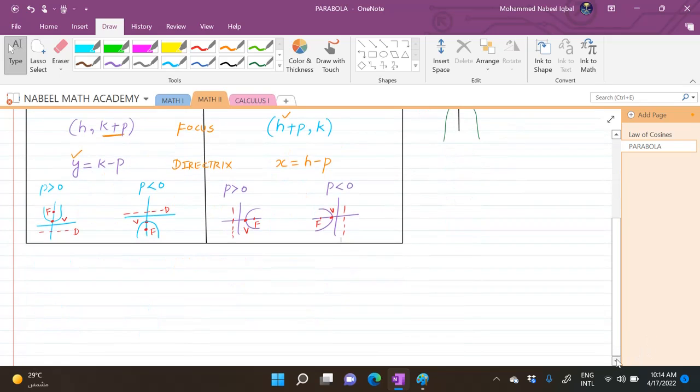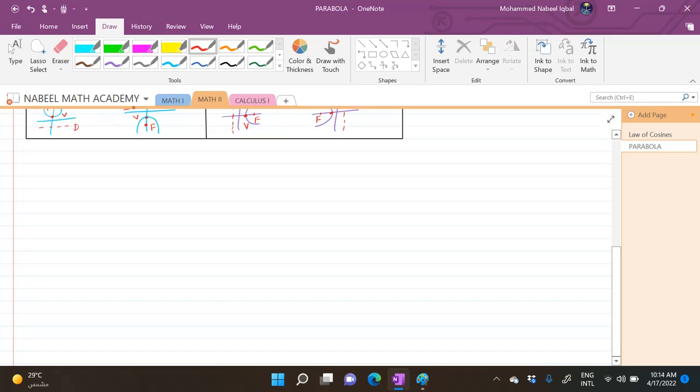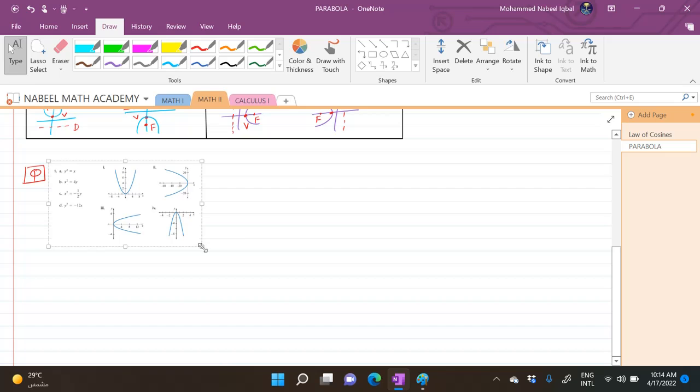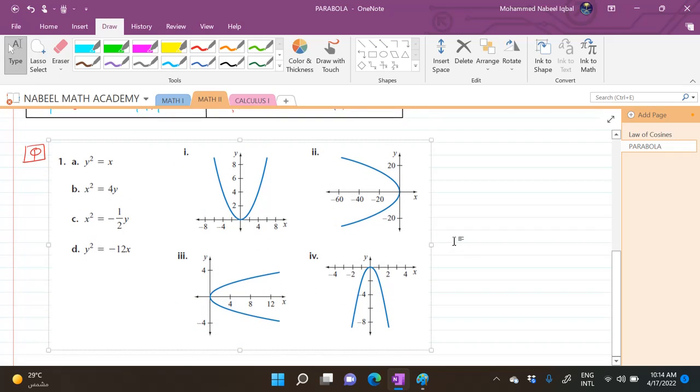So this is the brief introduction of the parabola. We will start with a simple problem first. Here a set of equations of parabolas and the graphs are given. We have to identify which equation belongs to which graph. The first one here, y square equals x. Therefore, this parabola opens on the x-axis. Since it is positive, it is rightward. So the rightward parabola is this one, therefore A is this.